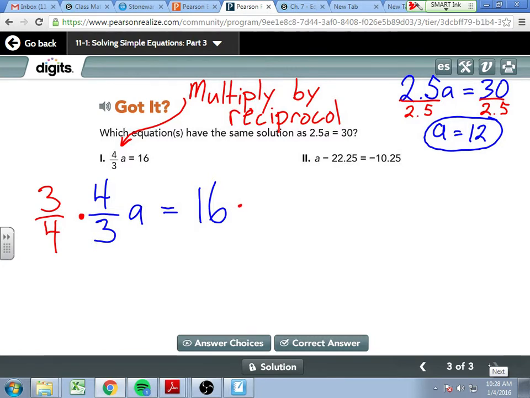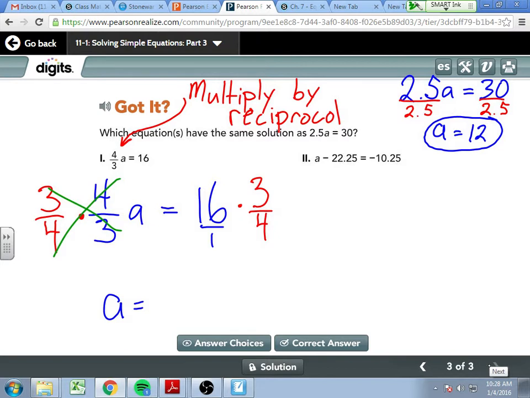So I do it on both sides. That's helpful to put my 16 over a 1. My left side, 3 on top and bottom, cancel. 4 on top and bottom, cancel. I get left with just a. We're going to do it on the right side to make my life easier.